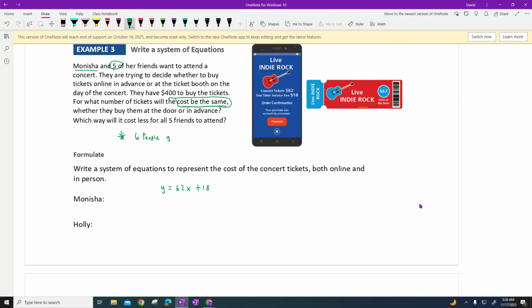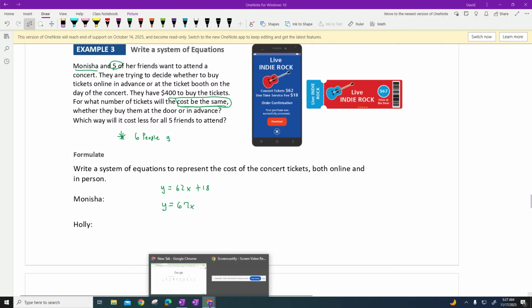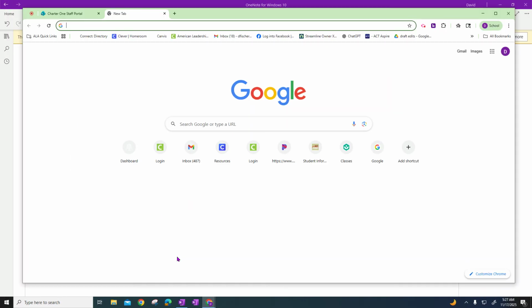Let's write the two equations, because that's what they say, right? Is a system of equations. Let's go with this guy over here. We got y equals just 67x. There's no service fee, so it's just plus 0, or just leave it like that. Okay? So now what we're going to do is we're going to go to Desmos. Let's open Desmos and put these two guys in and solve it by using some technology here.